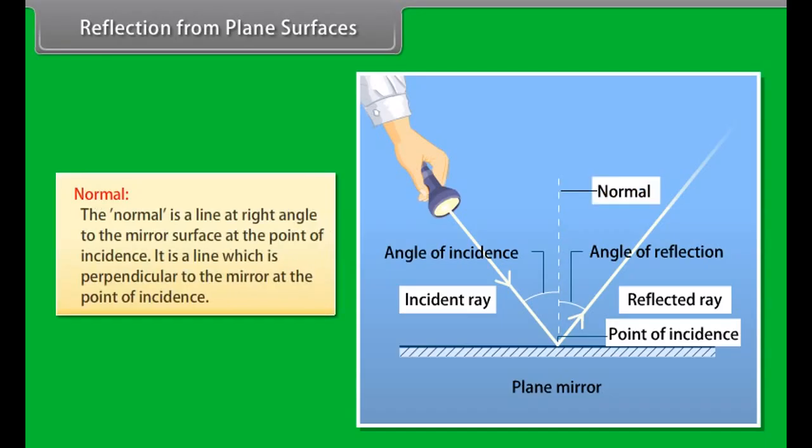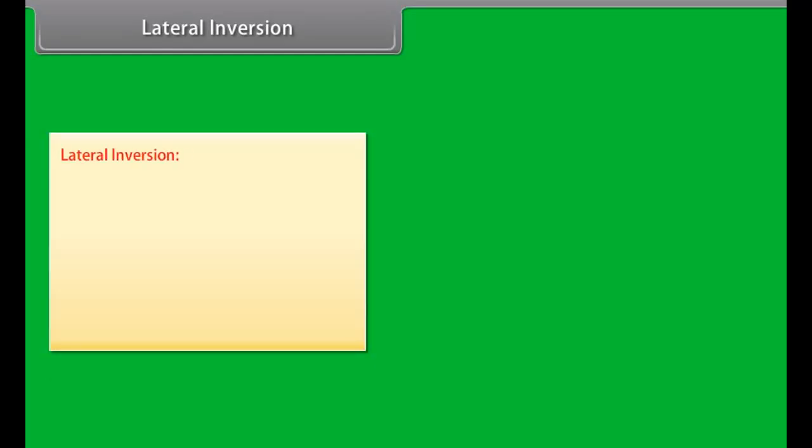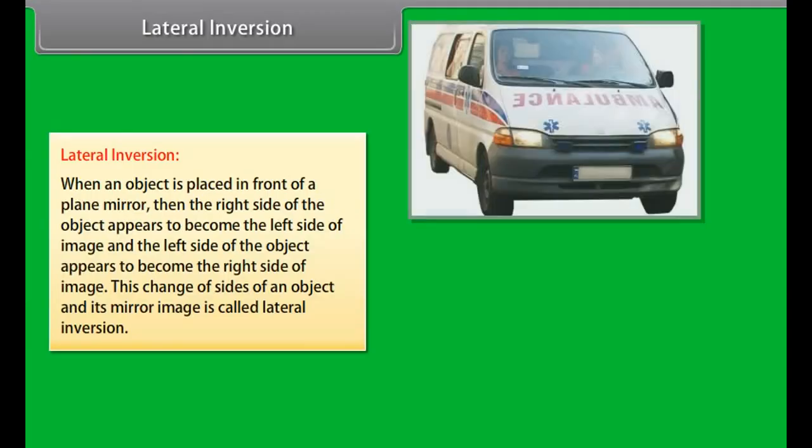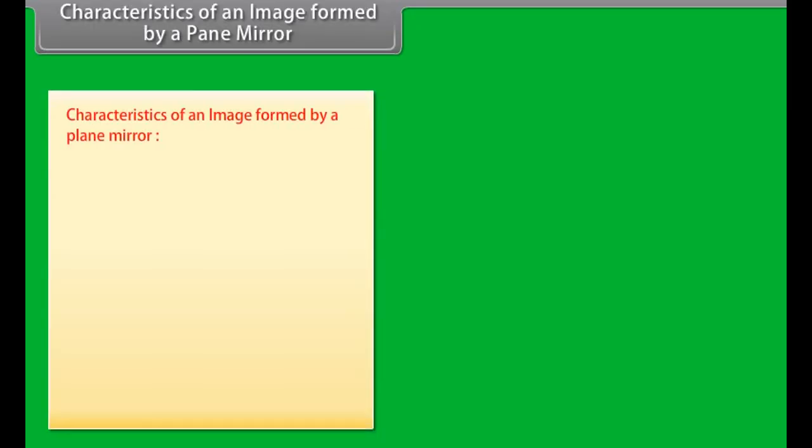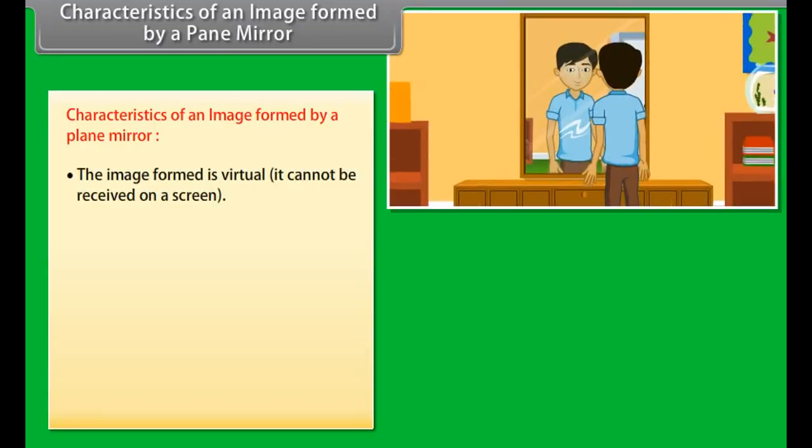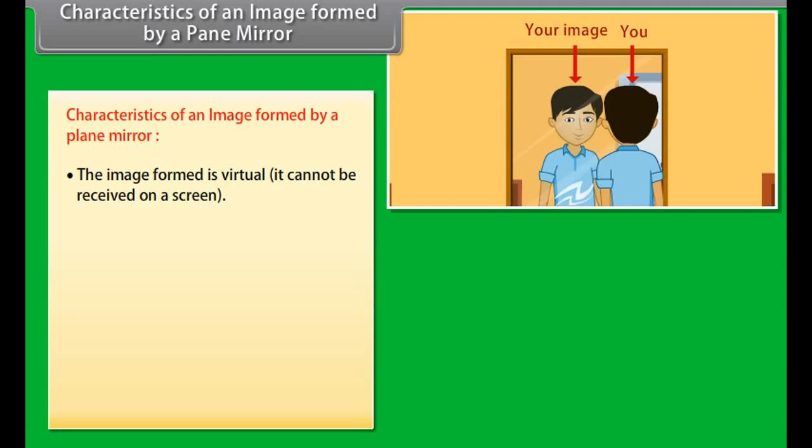Normal. The normal is a line at right angle to the mirror surface at the point of incidence. It is a line which is perpendicular to the mirror at the point of incidence. Lateral inversion. When an object is placed in front of a plane mirror, then the right side of the object appears to become the left side of image, and the left side of the object appears to become the right side of image. This change of sides of an object and its mirror image is called lateral inversion.